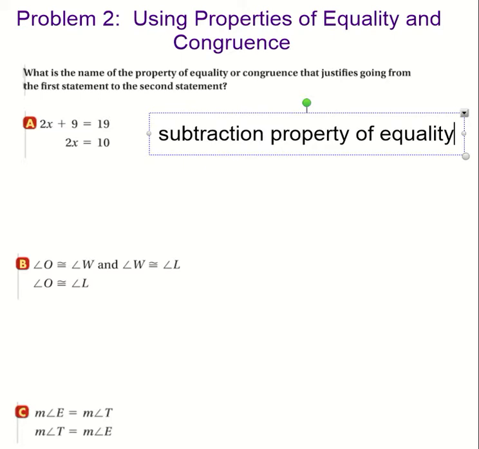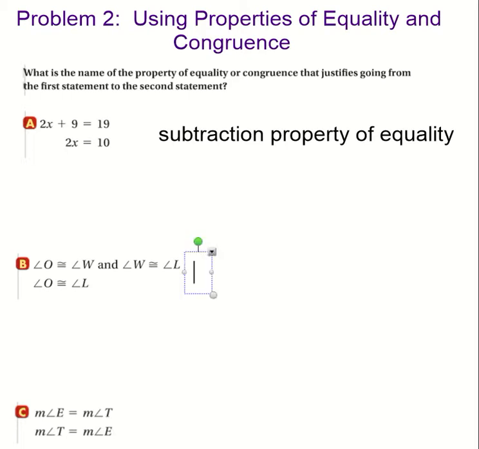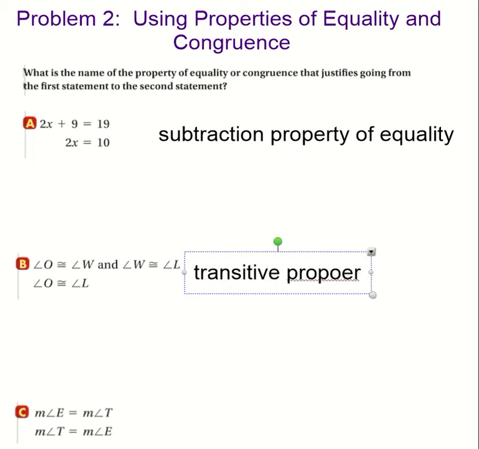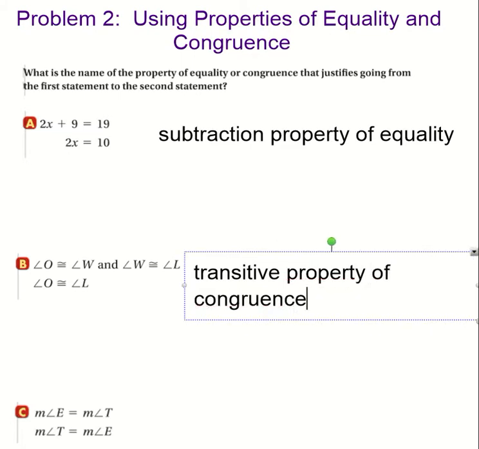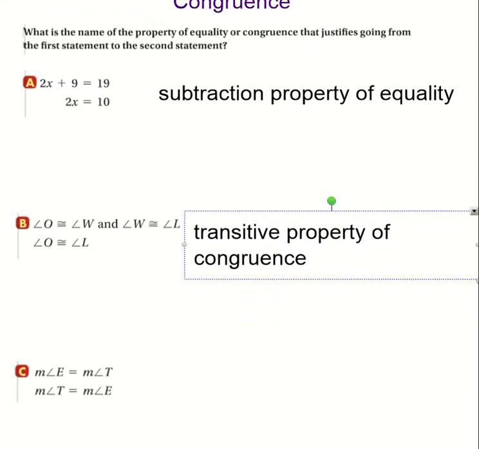do that step. If we look at this next one, we see that angle O is congruent to angle W, and angle W is congruent to angle L. Well, this is the transitive property of congruence. We use congruence since they have congruent symbols instead of the equal symbol.